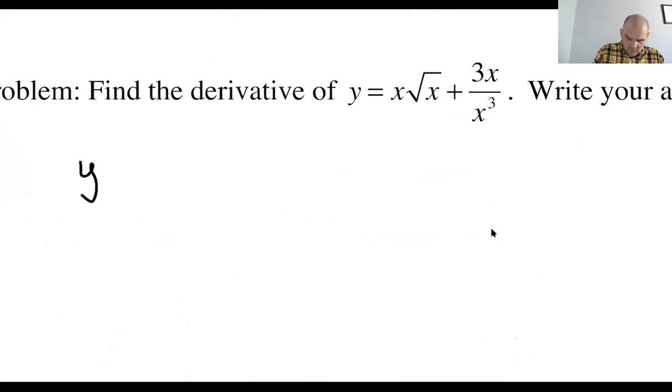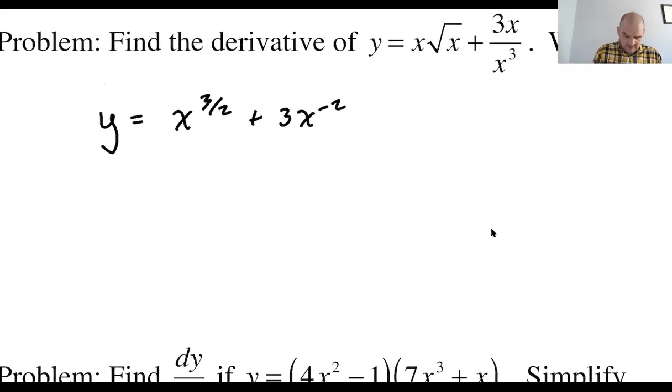I'm going to rewrite this as y equals x to the 3/2. X to the first times x to the 1/2 is x to the 1 plus 1/2, x to the 3/2, plus 3x over x cubed is 3 over x squared. I'm going to write it as 3x to the negative second. Okay. Sometimes rewriting is the key to doing it. So I could say y prime, but I prefer dy/dx. Y is the dependent variable, x is the independent variable. That's why it's dy/dx.